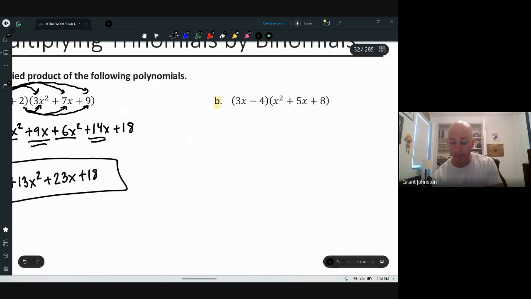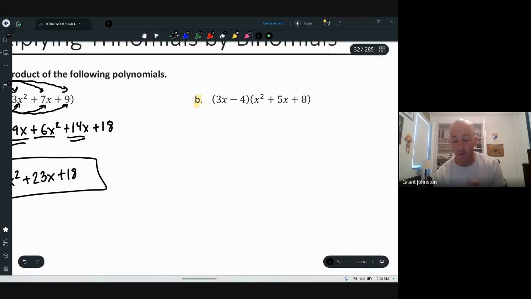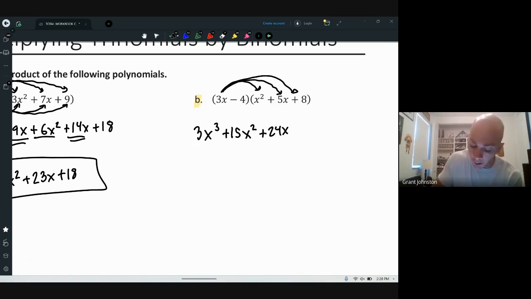Okay, B. Show you another one. Very similar. So we're going to distribute the 3x first. The 3x times the 1x squared would be 3x to the third. The 3x times the 5x, 3 times 5 is 15, and then x and another x would make x squared. And then the 3x times the 8, 3 times 8 is 24, so 24x.